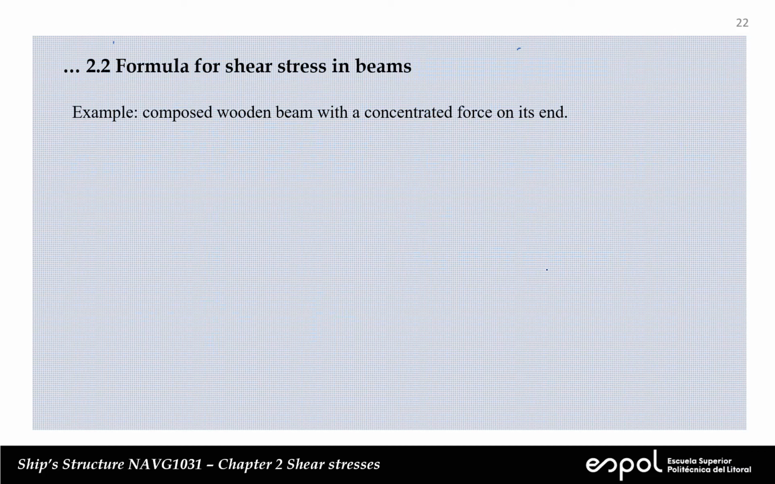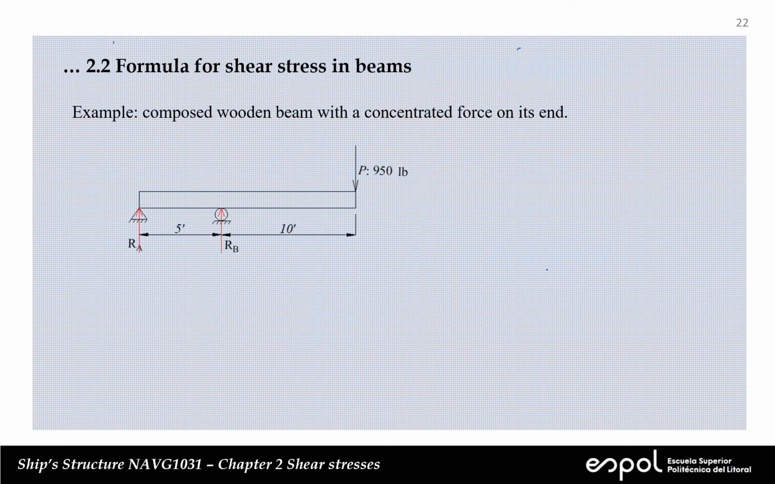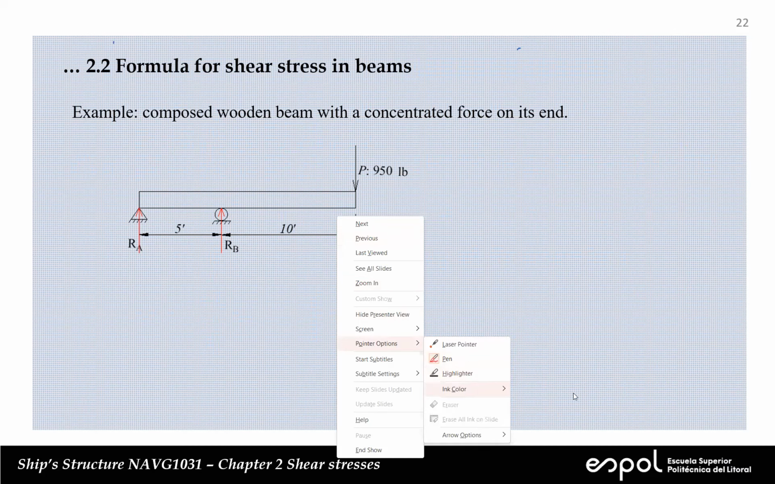That's shear stresses. So this is the beam that we're going to analyze. It's the beam, two supports, and on the right end, we have a concentrated force of 950 pounds. If you apply this loading on the right end, of course, the reaction at the left is going to point downward, and the reaction at B is going to be upward. I'm not going to do this calculation. You are supposed to be able to do it. If you are not able to do it, please pay attention because you are behind.